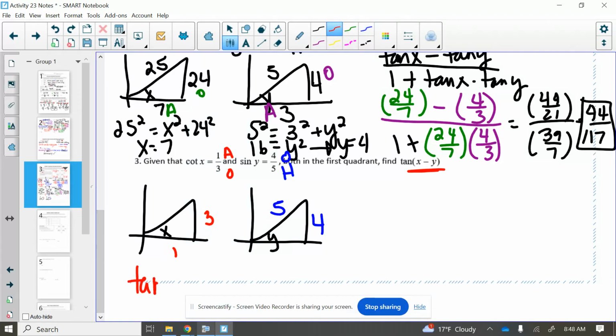So what is the tangent of x? What is the tangent of y? And then plug those in to get your final answers.